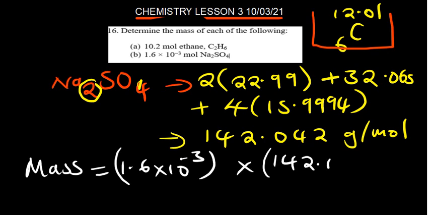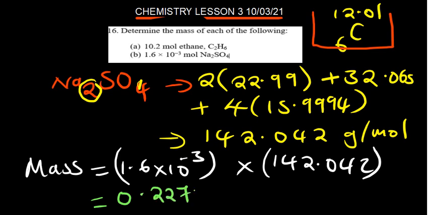So we need to multiply this by the molar mass, which is 142.042. So our value is going to be 0.227267. So what do you think is going to be a final presentation of a solution? Look at the question. How many significant figures are we going to consider? So our solution is going to be 0.23 because we are looking at two significant figures in the value 1.6.